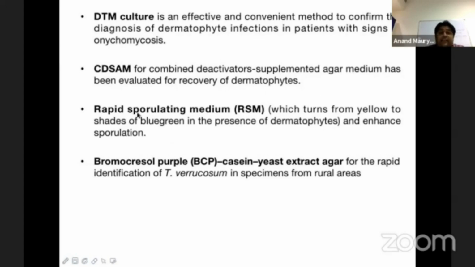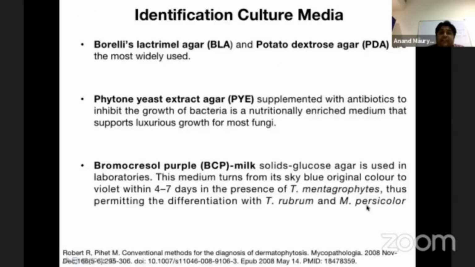Another is the rapid sporulating medium. This turns from yellow to a shade of blue-green in the presence of dermatophytes. It enhances sporulation, which is also one of its advantages. And there is BCP casein yeast agar, which also helps in the rapid identification of T. violaceum in specimens from rural areas. So these are the media generally used.